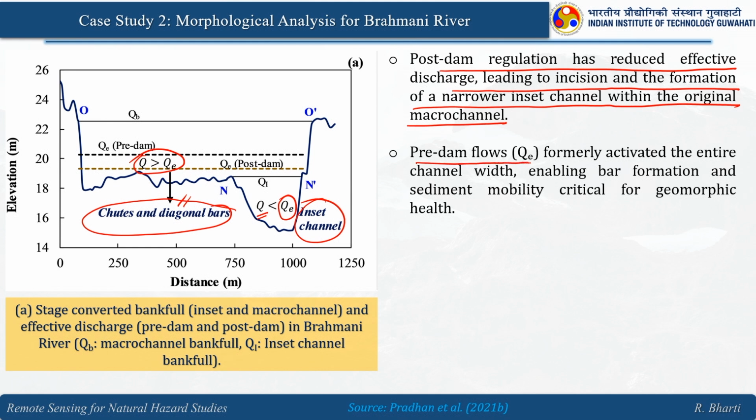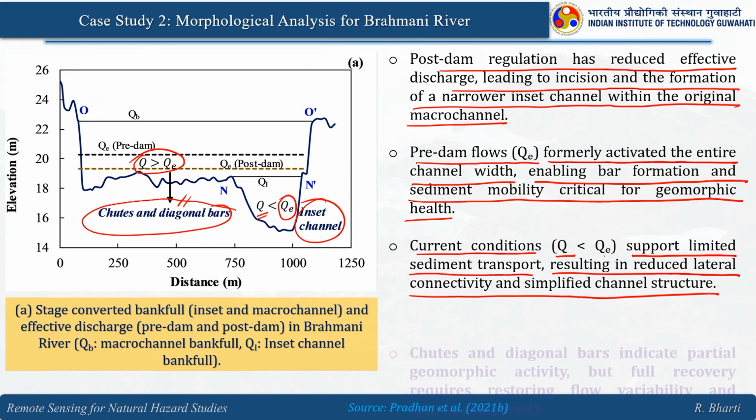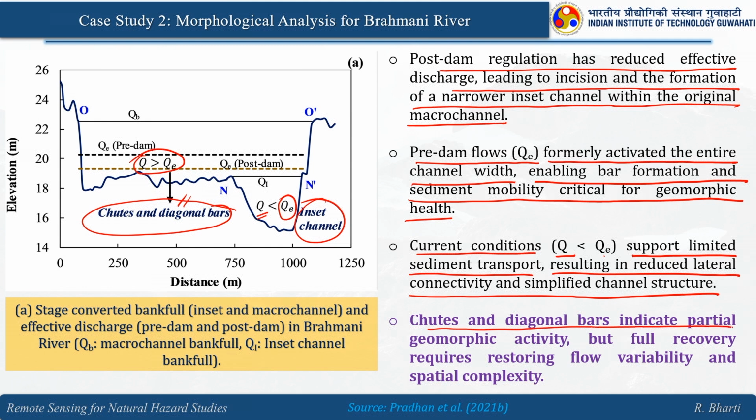So, pre-dam flows, that is the effective discharge, formerly activated the entire channel width, enabling bar formation and sediment mobility critical for geomorphic health. The current location where we have this Q less than effective discharge supports limited sediment transport resulting in reduced lateral connectivity and simplified channel structure. Chute and diagonal bar indicate partial geomorphic activities, but full recovery requires restoring the flow variability and spatial complexity.